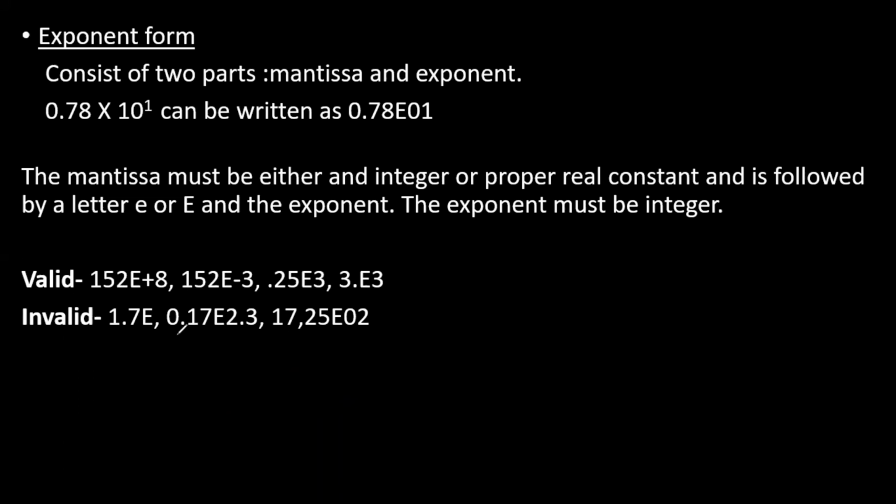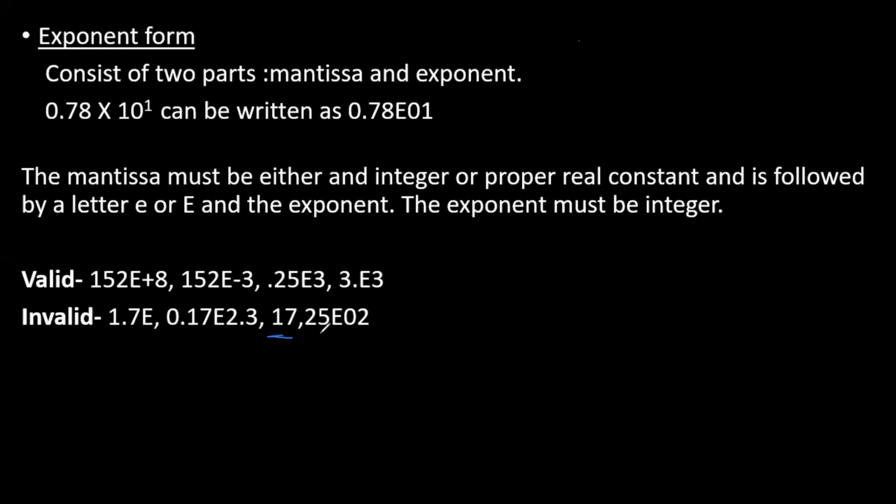Now let's see the second example. We have 0.17. Okay, 0.17, fine. 0.17 into the exponent part is 2.3. Obviously, the exponent can never be in fractional form. So this is wrong, right?